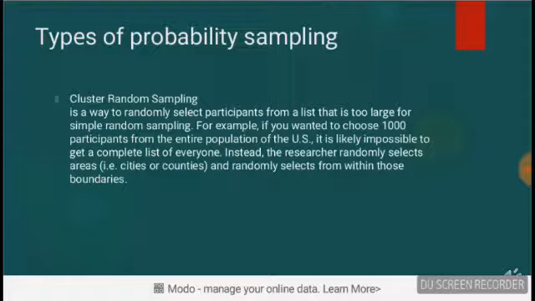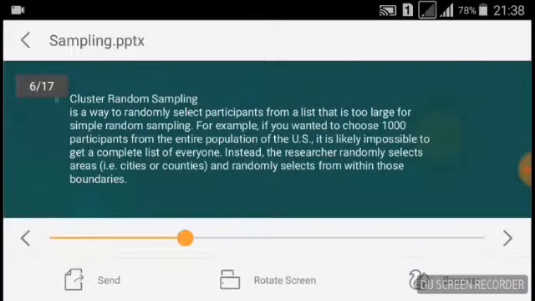Cluster random sampling is a way to randomly select participants from a list that is too large for simple random sampling. For example, if you wanted to choose 1,000 participants from the entire population of the US, it is likely impossible to get a complete list of everyone. Instead, the researcher randomly selects areas, i.e., cities or counties, and randomly selects from within those boundaries.